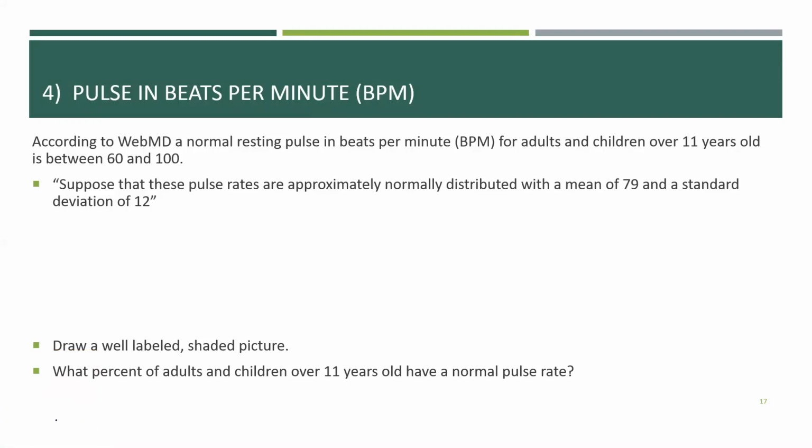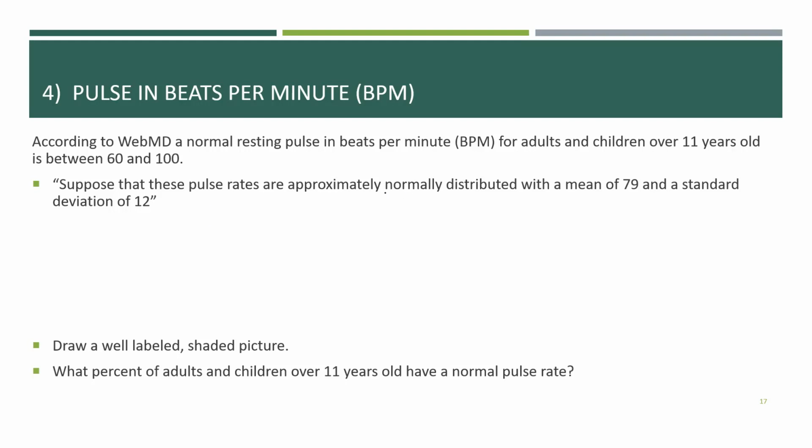Hello. For this example, we are looking at pulse in beats per minute. According to WebMD, a normal resting pulse in beats per minute for adults and children over 11 years old is between 60 and 100. We are to suppose that these are normally distributed with a mean of 79 and a standard deviation of 12.